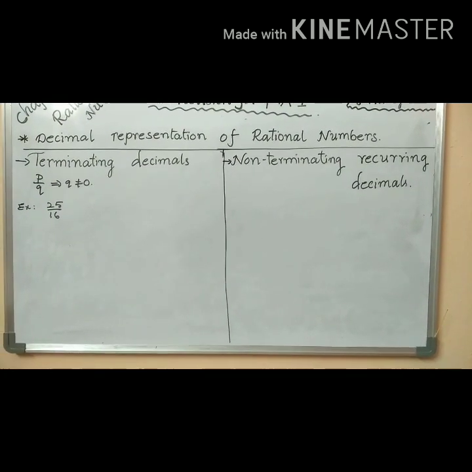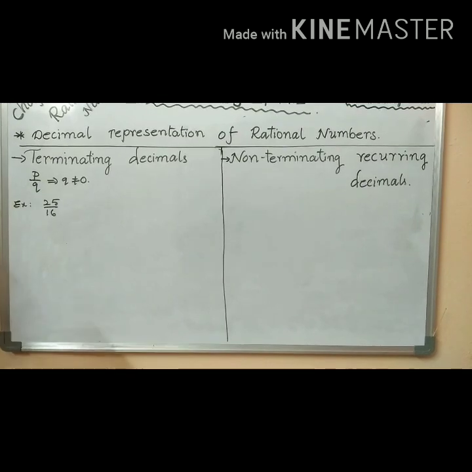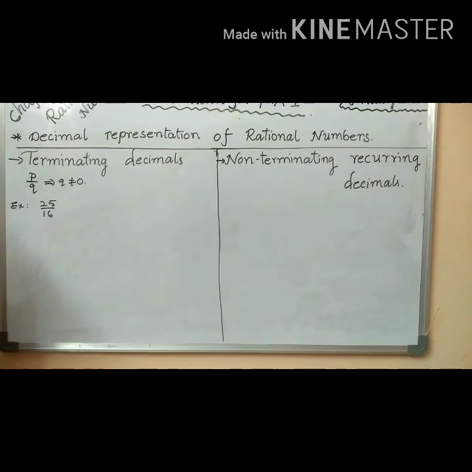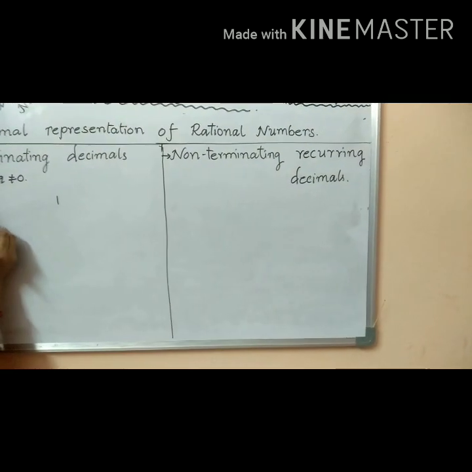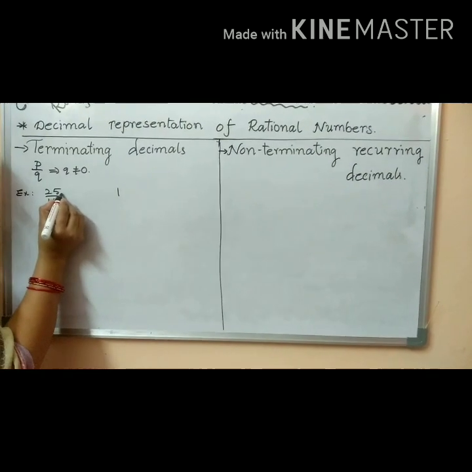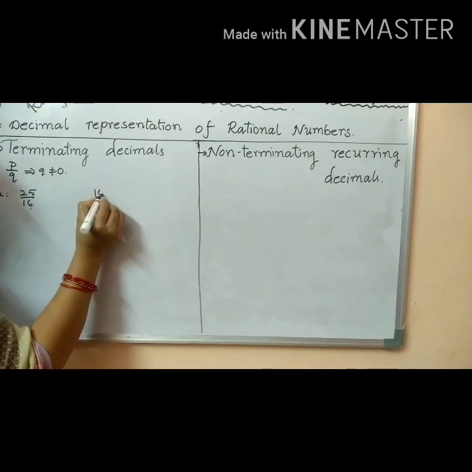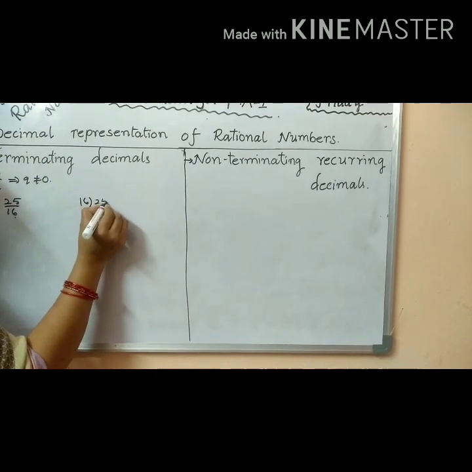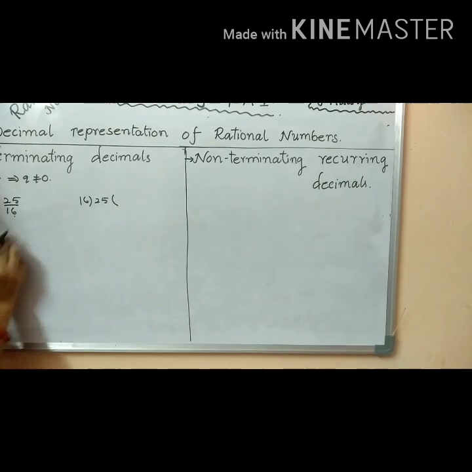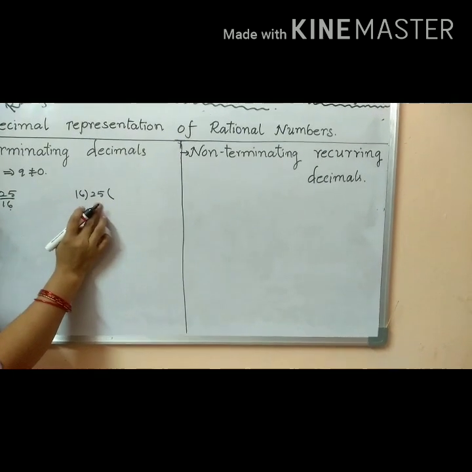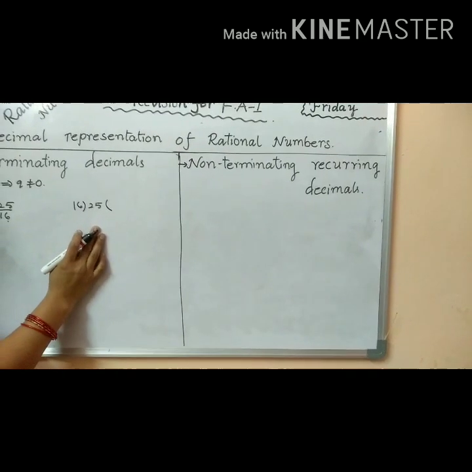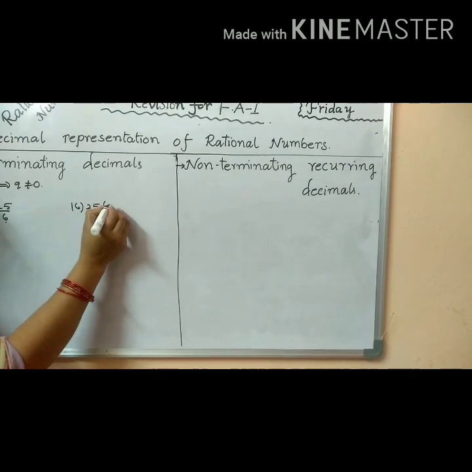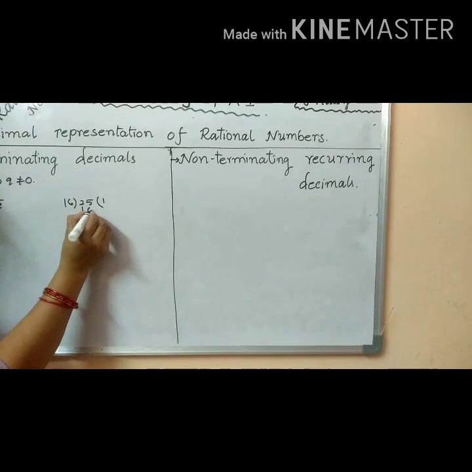It is a decimal number. So first you do the division. The denominator is 16 and the numerator is 25. So in 16, write the 25. In 25, how many times is 16 possible? 16 ones are 16, 16 twos are 32. So one time is possible, 16.